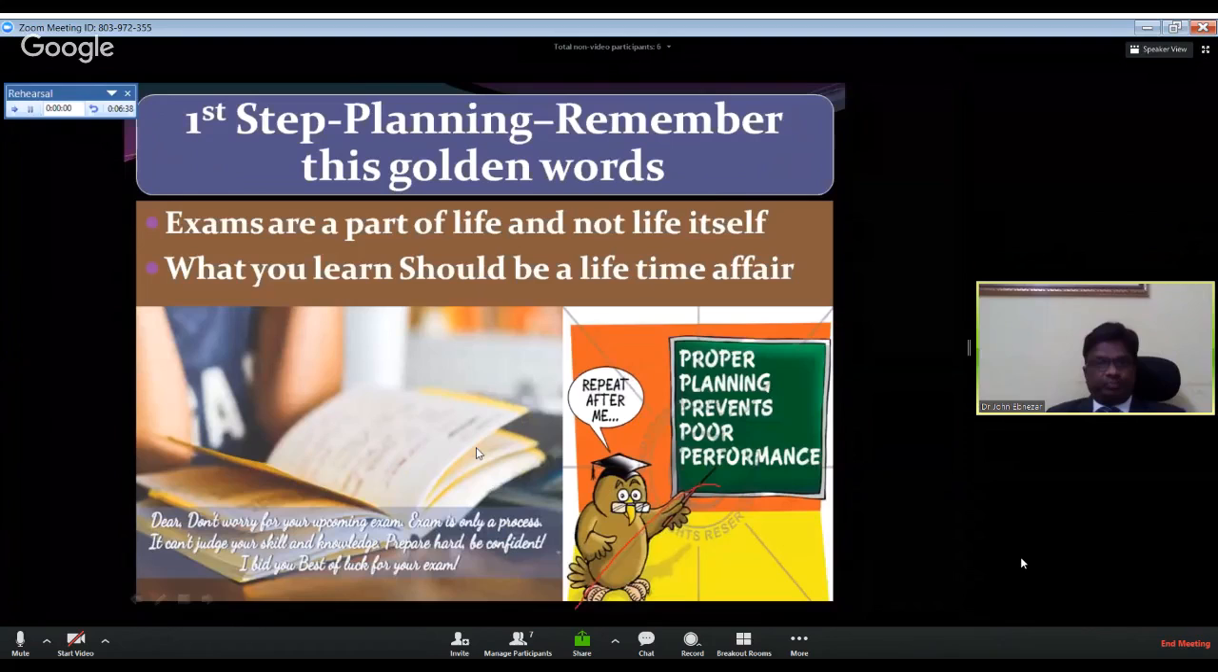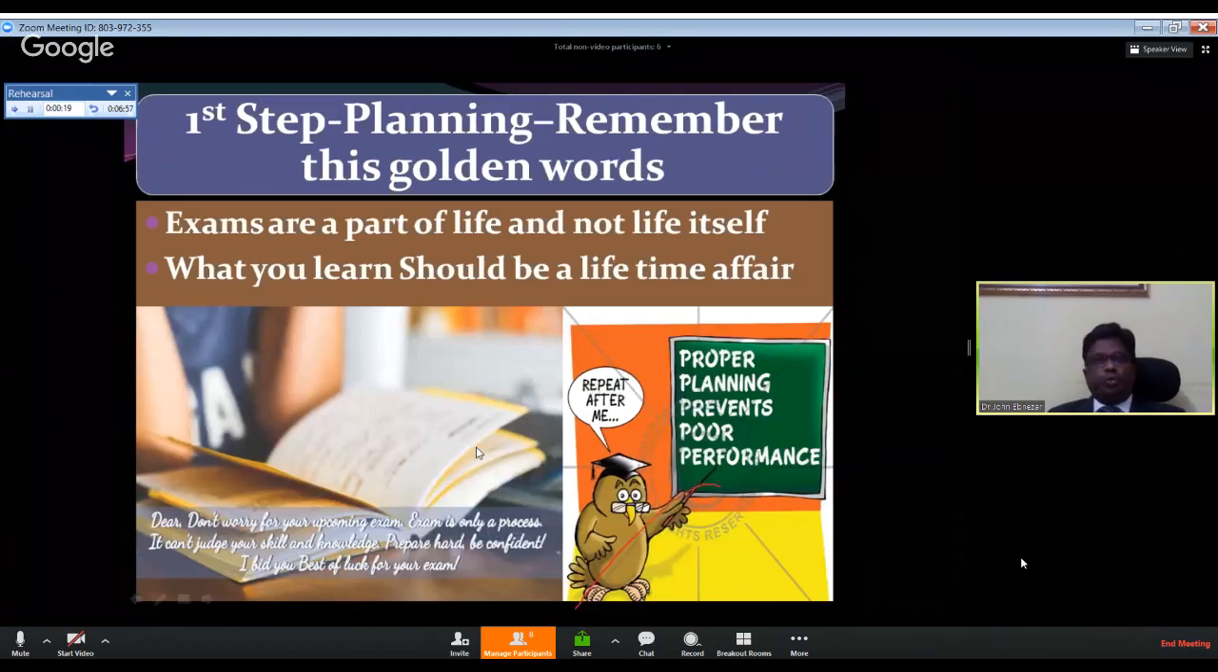Remember these golden words: exams are a part of life and not life itself. What you learn should be a lifetime affair. So, proper planning prevents poor performance. Without proper planning, if you sit in front of an examination board, you will end up a failure.